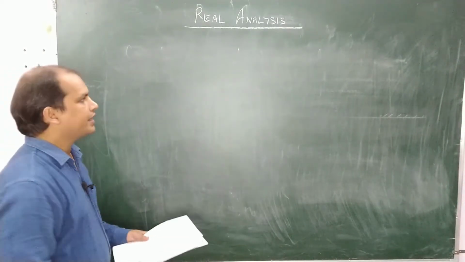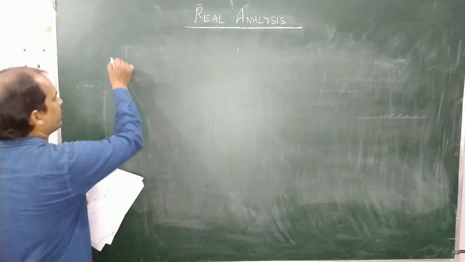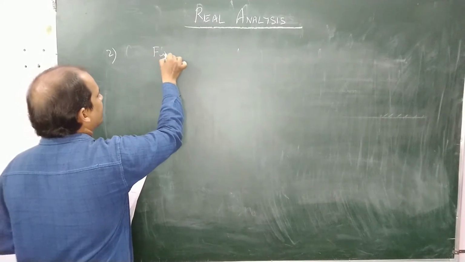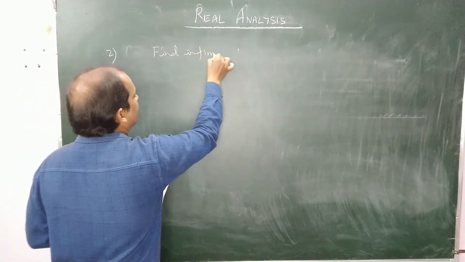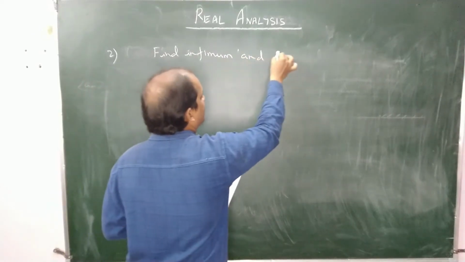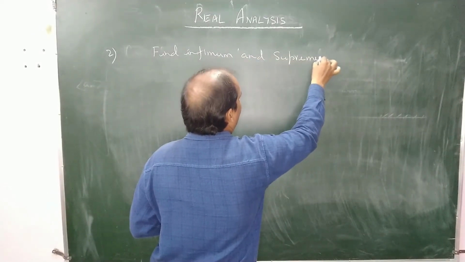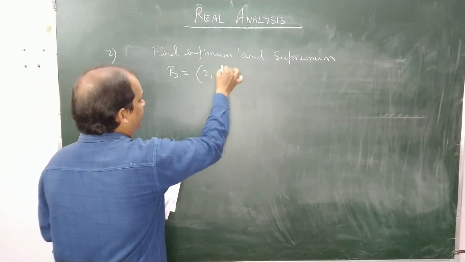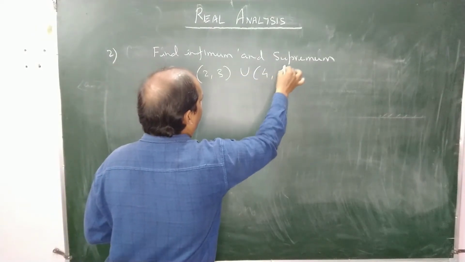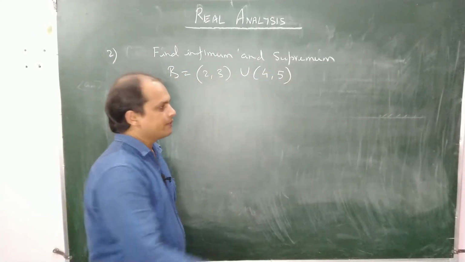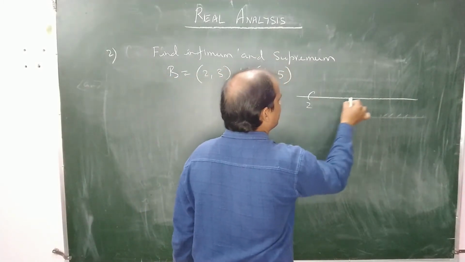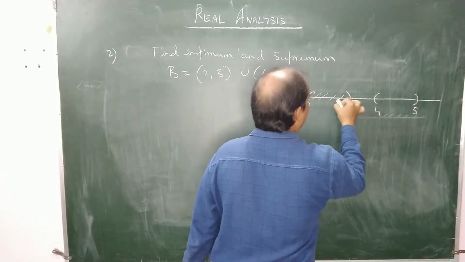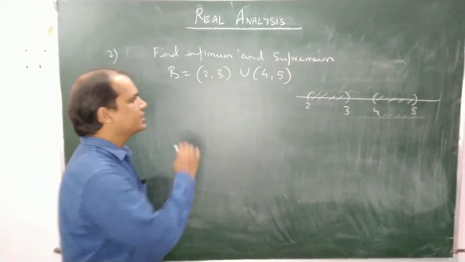Let me take another example to explain the concept of infimum and supremum. The question is: find the infimum and supremum of the set B, equal to the open interval (2, 3) union (4, 5). Let me draw it on the number line. Suppose this one is 2, this one is 3, and this is 4 and this one is 5. We need to find the infimum and supremum of this set.